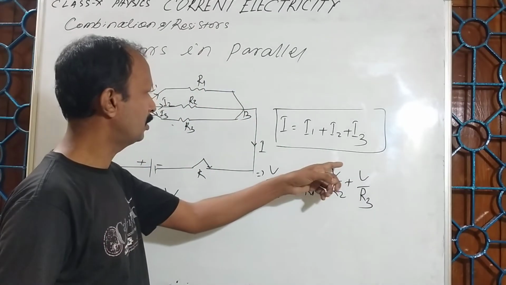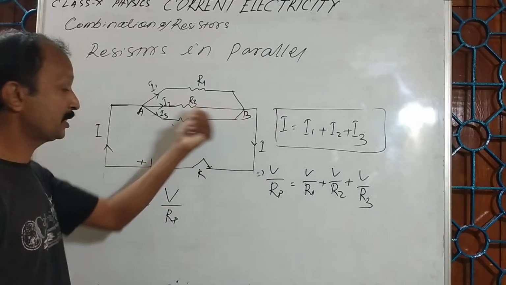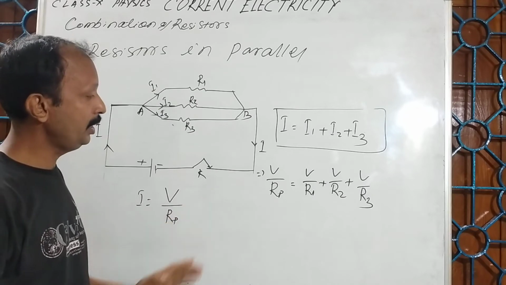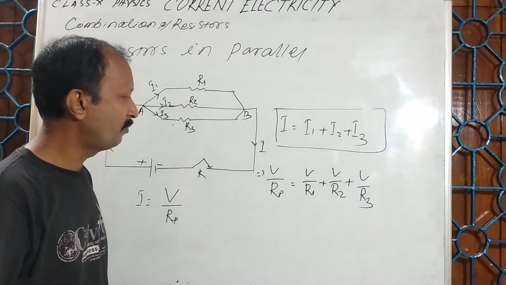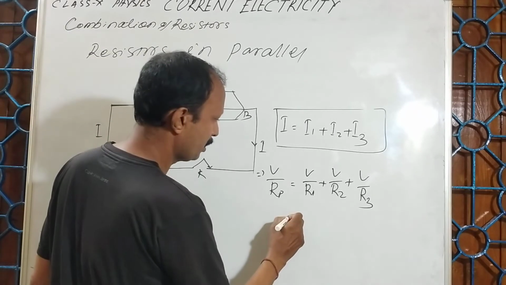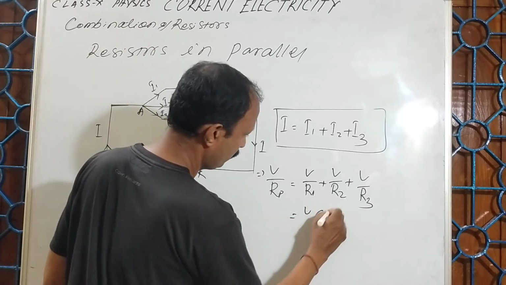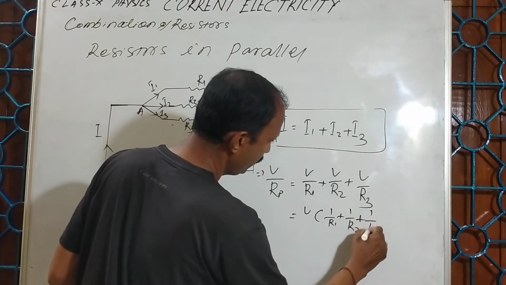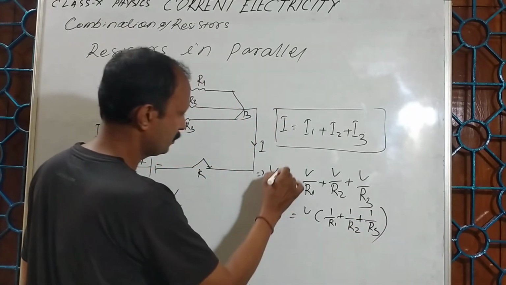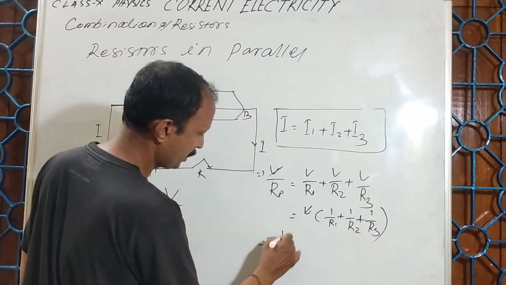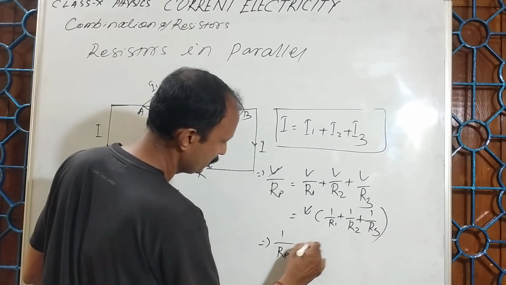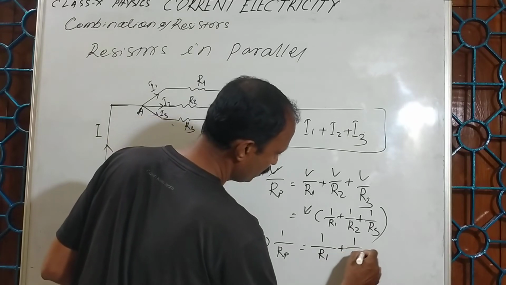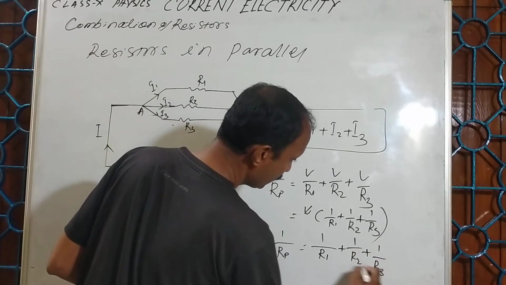Potential difference is constant between the points A and B because all are connected to the points A and B. Only current is different. So I can write like this: V of 1 by R1 plus 1 by R2 plus 1 by R3. This V we cancel, which implies that 1 upon Rp is equal to 1 upon R1 plus 1 upon R2 plus 1 upon R3.